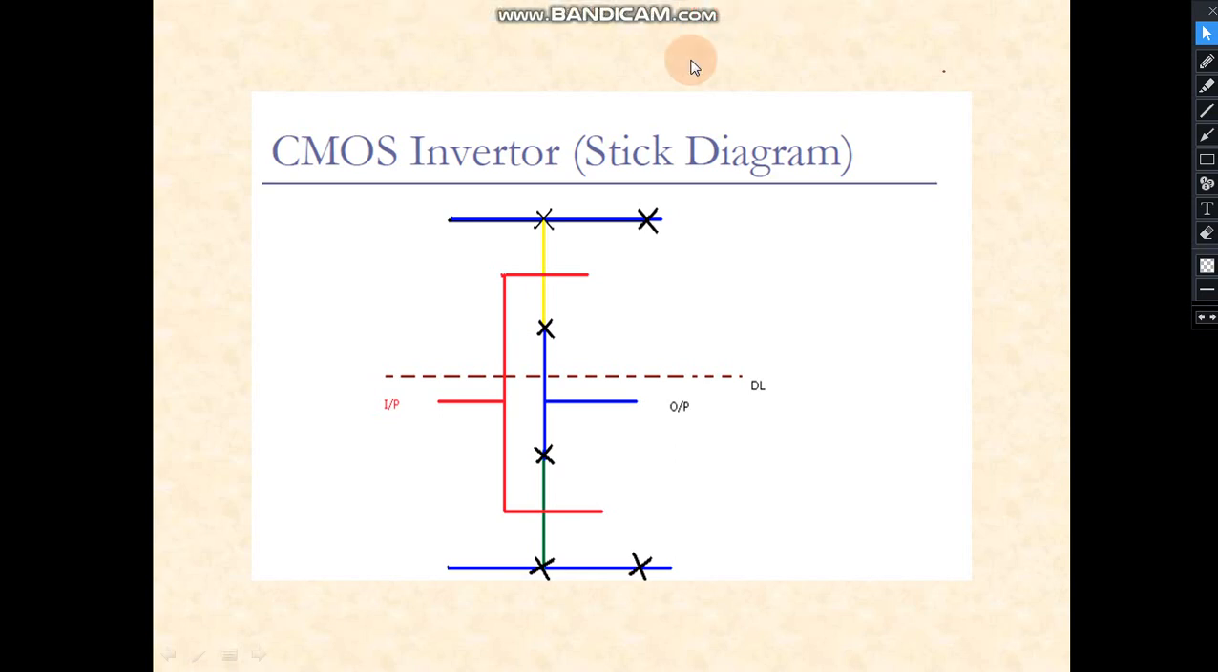Hello everyone. So this is the stick diagram of CMOS inverter. As we have already discussed the basic rules of CMOS stick diagram designing. First of all, we have to draw two metal lines, one for VDD and the second one for ground. Then we have to implement two MOSFETs, one is PMOS and the second is NMOS.